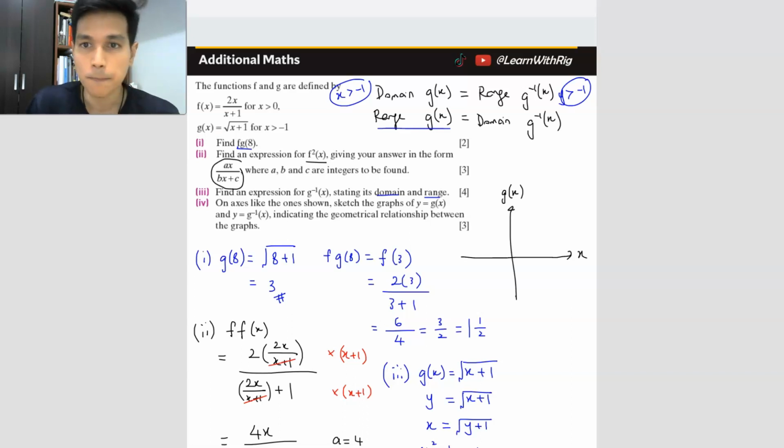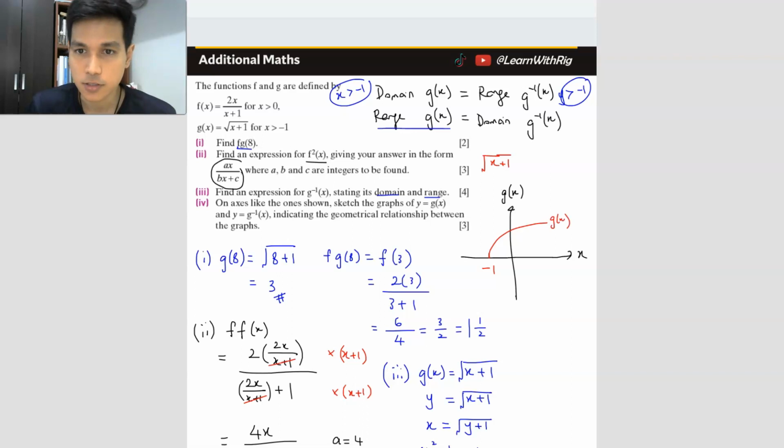For those who don't know, if you have square root x, the graph looks like this. It's a curve. But if you have a plus 1 here, you are going to move to the left. Plus 1 you move to the left, minus 1 you move to the right. So in this case, plus 1, you move to the left by 1 unit. So instead of starting from 0, you start from -1. Okay, so this is your graph of gx.